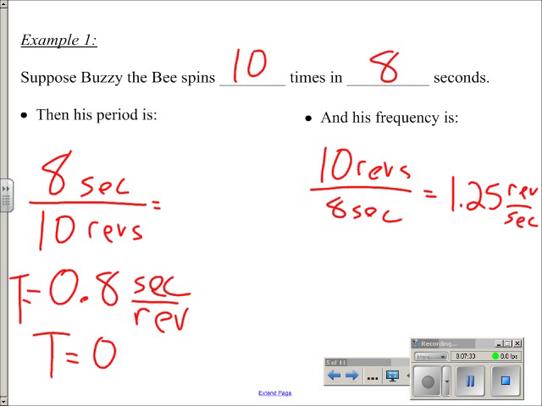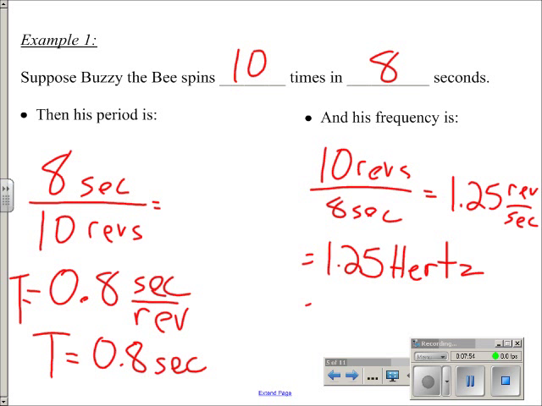Now, units, usually we just measure period in seconds. So I'm going to write this as 0.8 seconds. And it's understood that that's the time for one revolution or rotation or whatever. And over here, the 1.25 revolutions per second, we usually just write as what are called hertz. A hertz is defined as a cycle per second. It's a repetition per second. So in this case, it's 1.25 revolutions per second. We abbreviate hertz Hz.